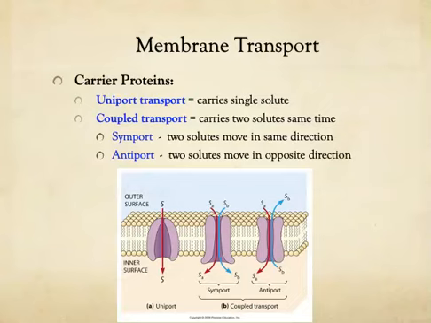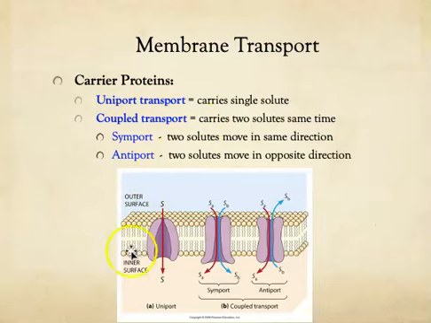Now, there's a couple other things to know about carrier proteins, and it involves whether or not they can carry one solute or more than one solute, and what direction they are moving the solute in. So, we give carrier proteins a different name depending on what they're carrying and how they're carrying it. The most common type of carrier protein is what we call a uniport transporter or carrier. This is the kind of carrier that's going to bring a single solute across the membrane in one direction.